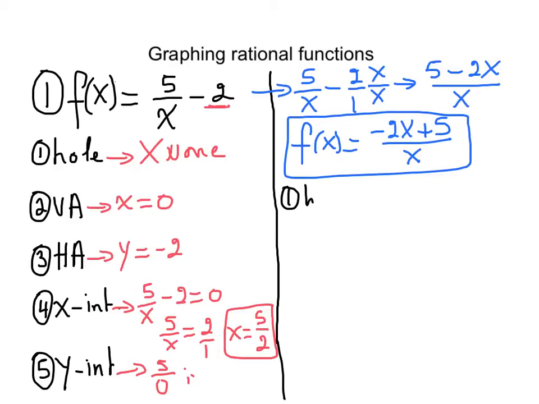Is there any hole in the graph? Well, we didn't factor, we didn't reduce, nope. Next, we're going to look for the VA, and as you can see here, the VA is going to be x equal to 0 when we set the denominator equal to 0.